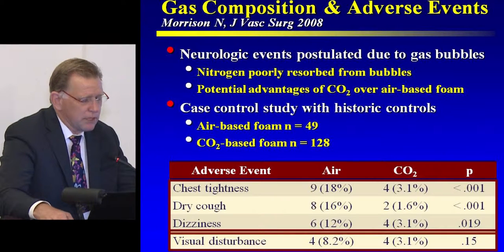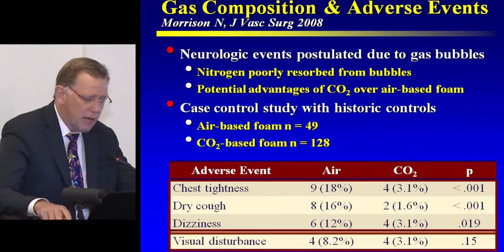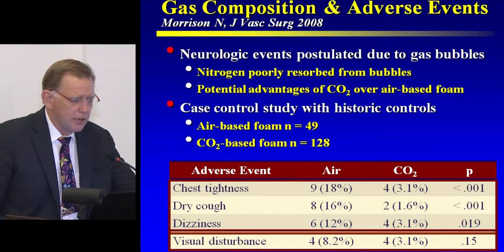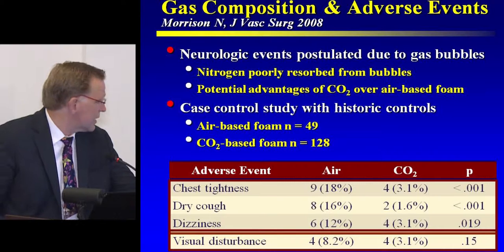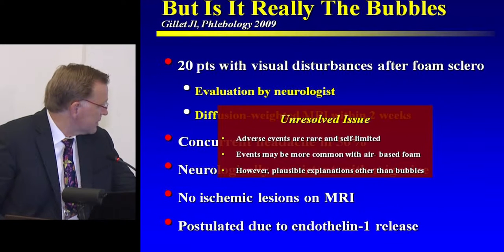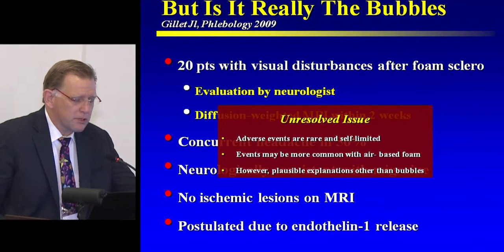Nick Morrison did a case control study with historic controls, looking backwards at about 50 patients who were treated with air-based foam and comparing those with the larger number of patients treated with CO2-based foam. And there was indeed a significantly higher incidence of chest tightness, dry cough, and dizziness with the air-based foams. Although visual disturbances were more common with air-based foams, this didn't reach statistical significance. But is this really due to the bubbles?